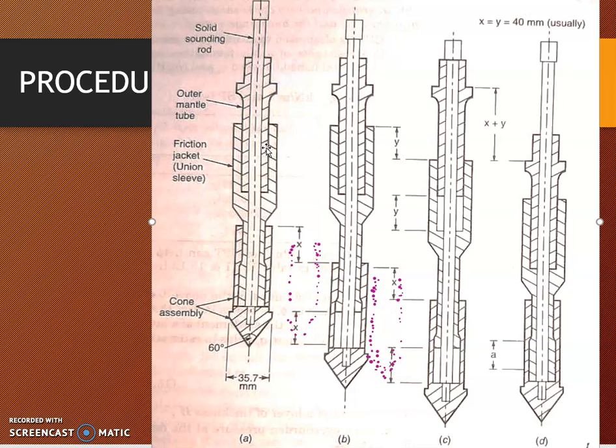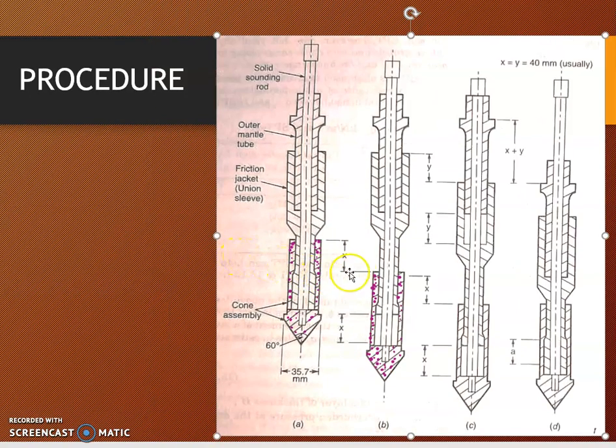Now we will understand the procedure first before we go to other points. What is happening in this first figure, that is position A? The cone and friction assembly is in the initial position, before you actually start driving it into the soil. I have marked this in purple. Whatever is marked in purple is the cone. So in position 1, the cone and the friction jacket are stationary.